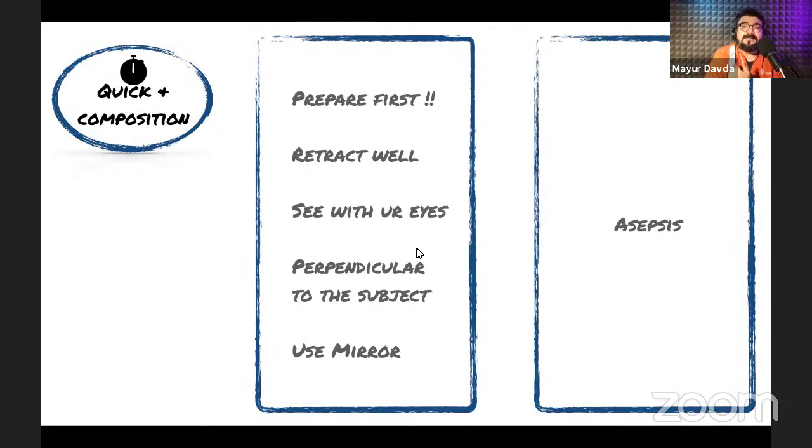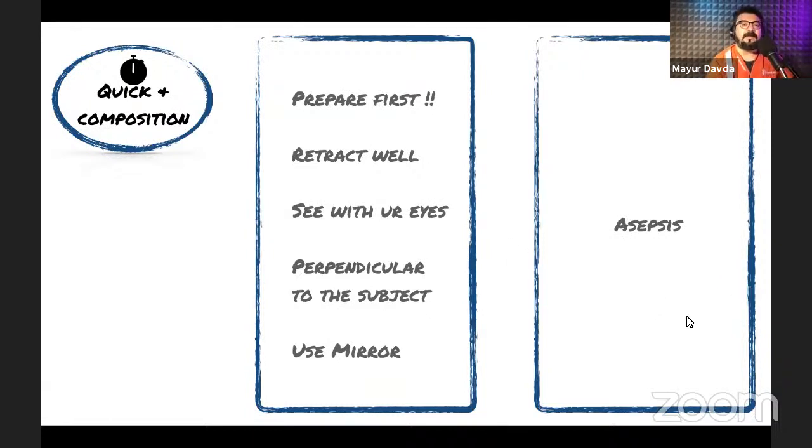Then next is try and see with your eyes. Are you able to see what you want to document? If the answer is yes, then only go ahead and take the shot. If you are using a mirror, try to be perpendicular to the mirror, or if you're not using the mirror, just be perpendicular to the subject and go ahead and take the shot.